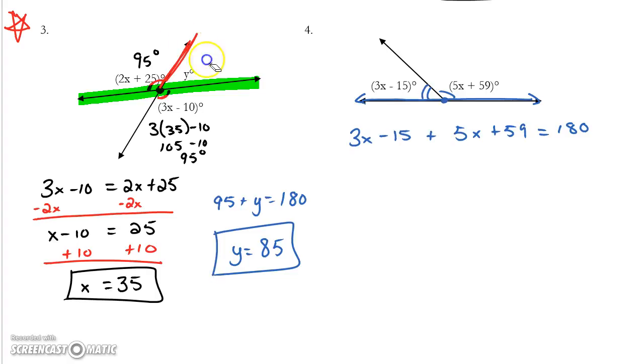So, quick recap on number 3. I started with the fact that this angle is equal to this angle because they're vertical angles. I used that to find the value of x. I then substituted x in, found the value of these angles, and used a linear pair to show that the y is worth 85.